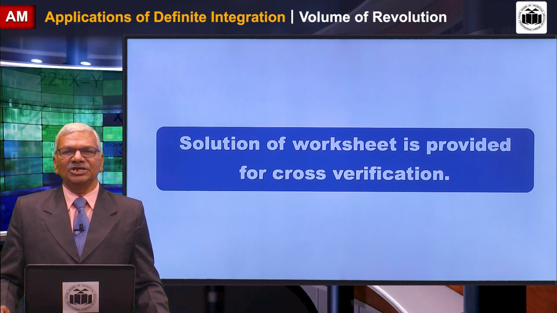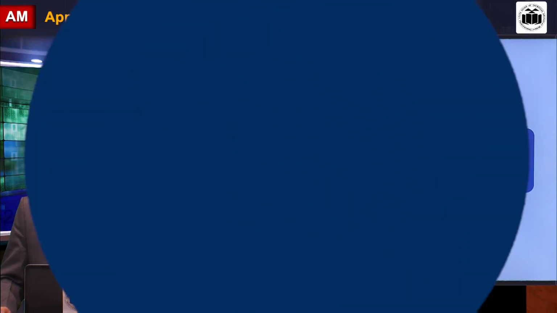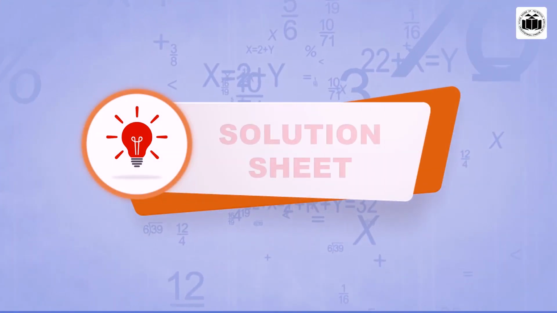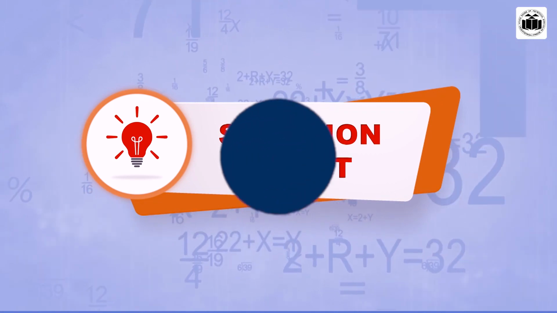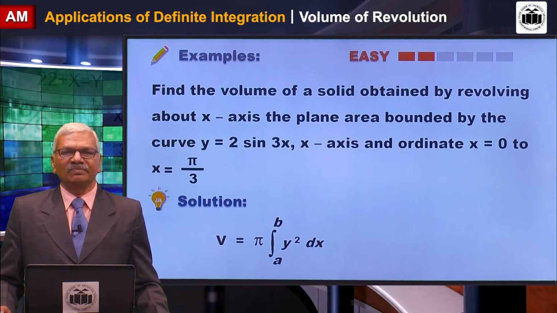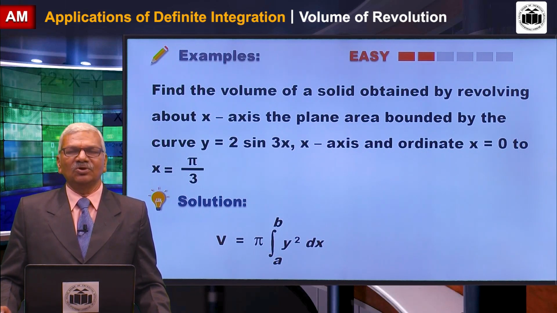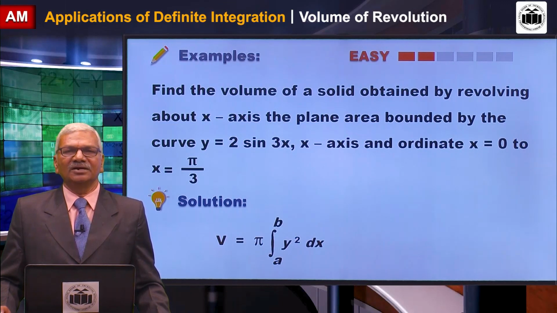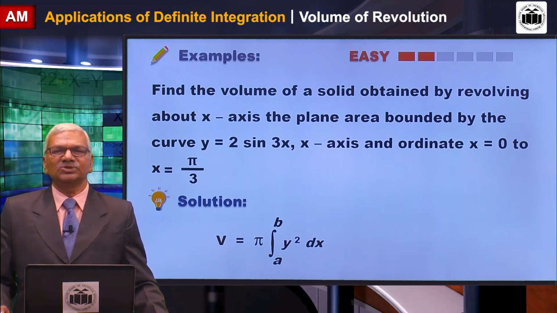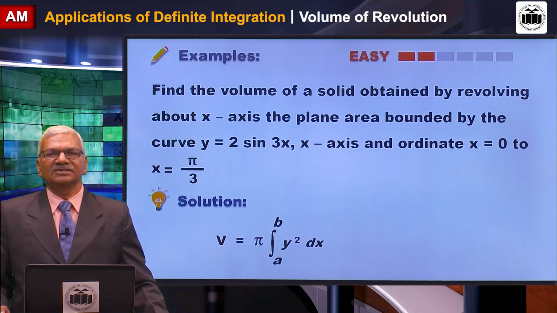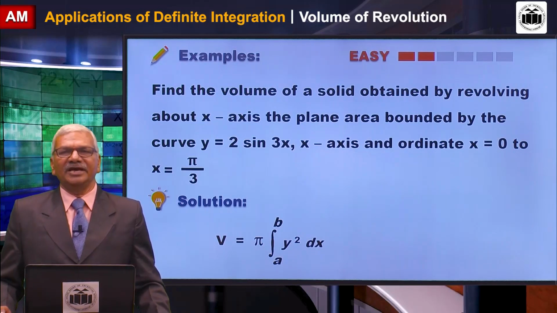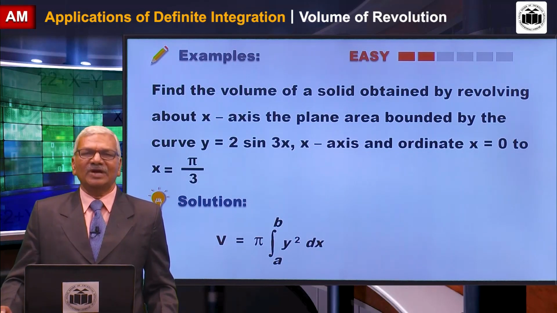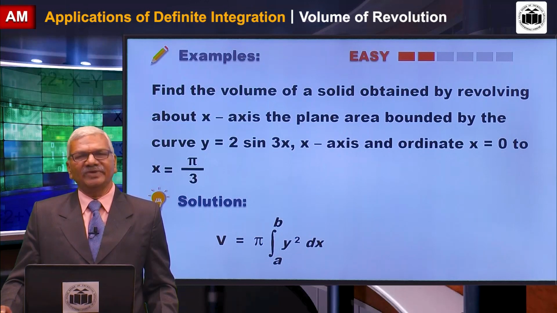Solution of worksheet is provided for a cross verification. Now the first problem: find the volume of a solid obtained by revolving about the x-axis the plane area bounded by the curve y equals 2 sine 3x, the x-axis, and ordinates x equals 0 to x equals pi by 3. See, it's very simple.